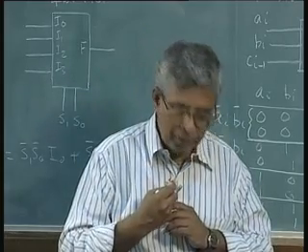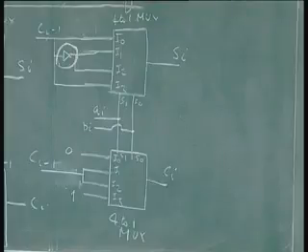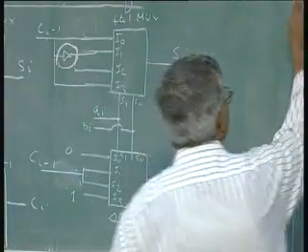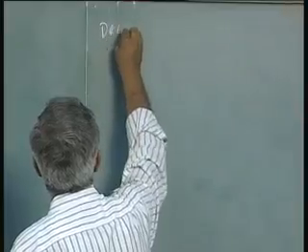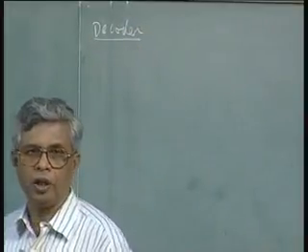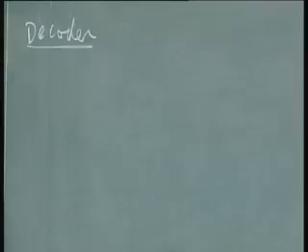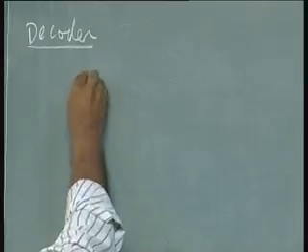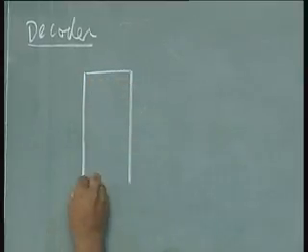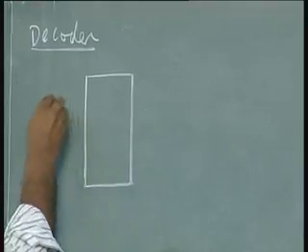Next, one more component which is very frequently used is a decoder. We look at a decoder. Again, you might have heard of this component in your previous course on digital design. A decoder is a circuit which has several inputs and several outputs, and the outputs are related to the inputs by a code.